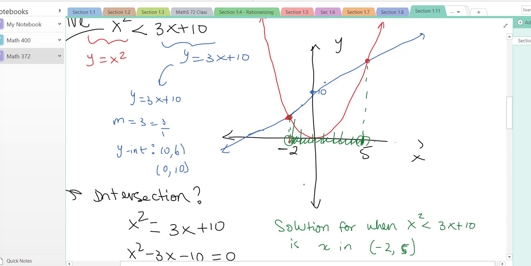Okay, so I hope that helps with section 1.11. And like I said, I believe there are only 4 problems.